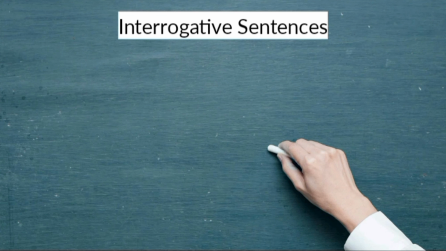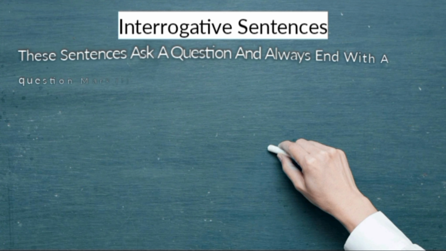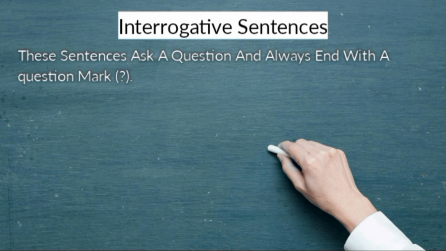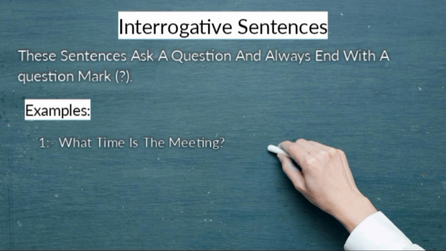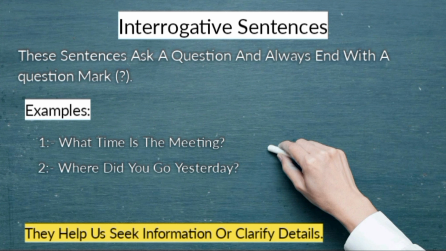Number 2 is interrogative sentences. These sentences ask a question and always end with a question mark. Examples, what time is the meeting? Or where did you go yesterday? So use of these sentences, they help us seek information or clarify details.